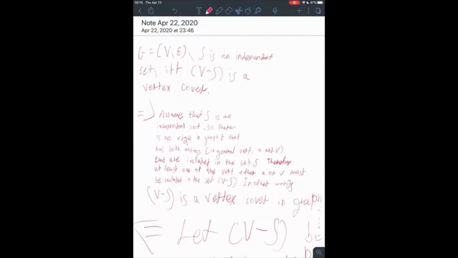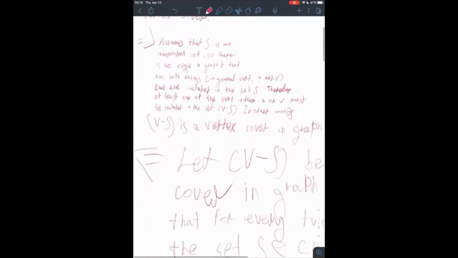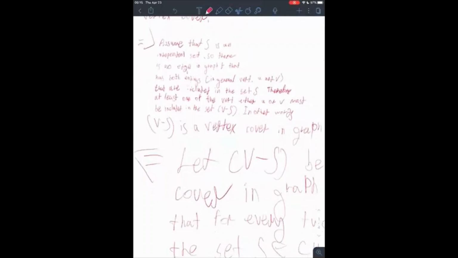Assume that S is an independent set, so there is no edge in the graph G that has both endings, in general vertices U and V, that are included in the set S. Therefore, at least one of the vertices, either U or V, must be included in the set V minus S. In other words, V minus S is the vertex cover in the graph.